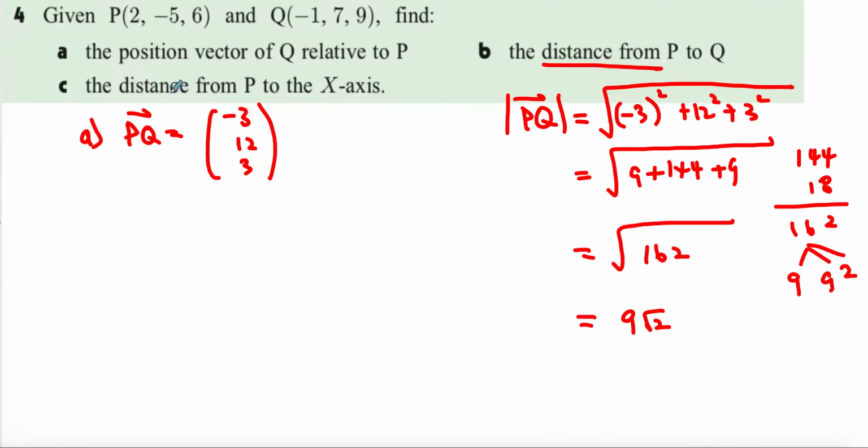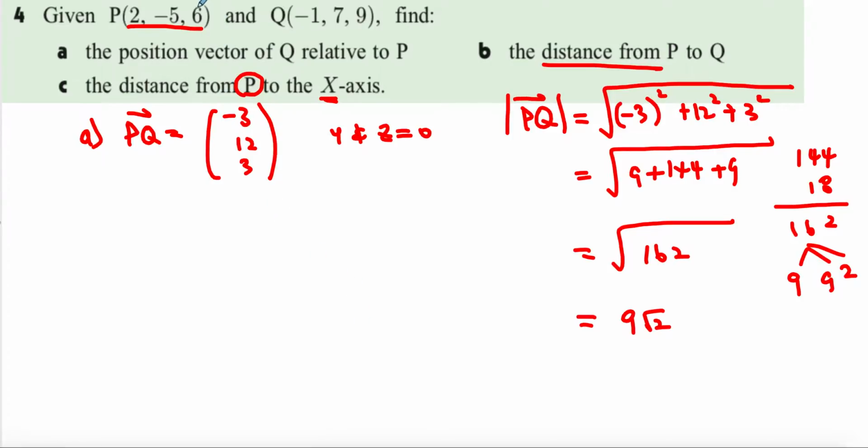And then they want you to figure out the distance from P to the x-axis. So P to the x-axis, that means what? P is this particular point. If you're curious about the x-axis, what is the x-axis? That's essentially y and z is equal to 0. That's what the x-axis is equal to.